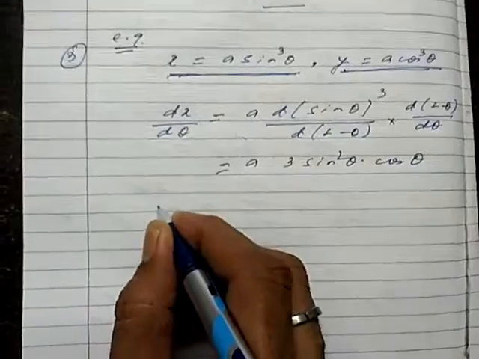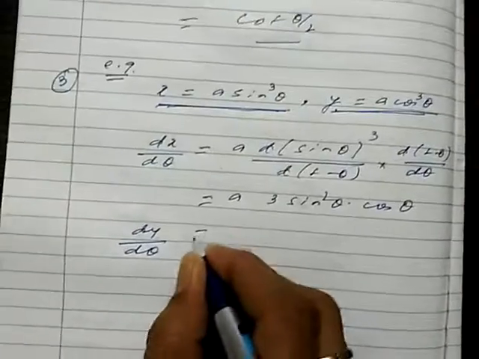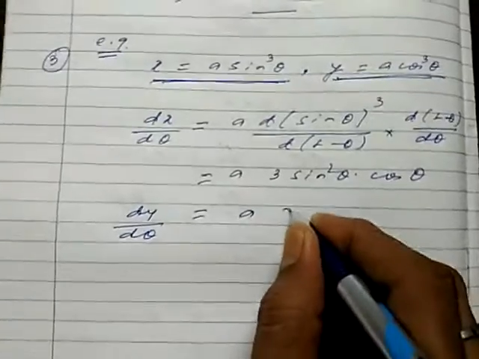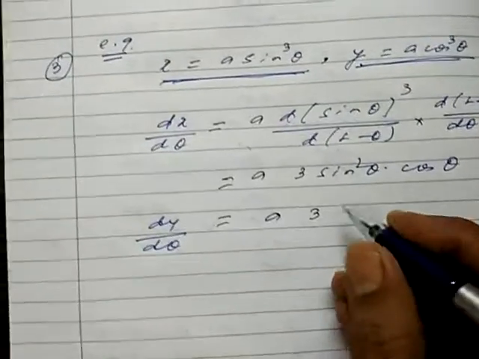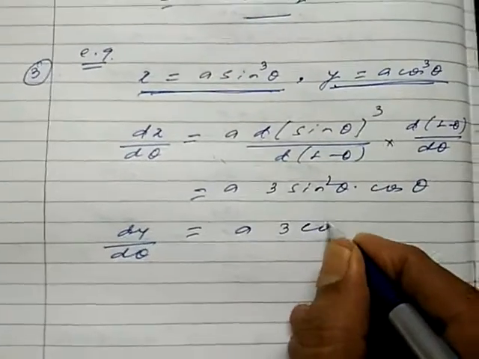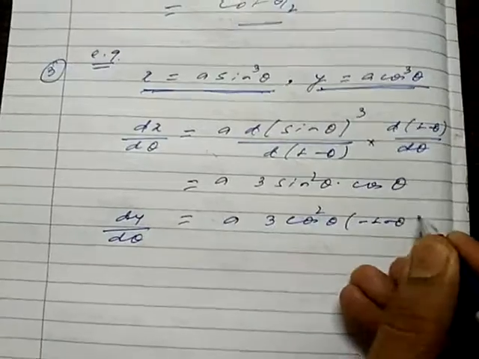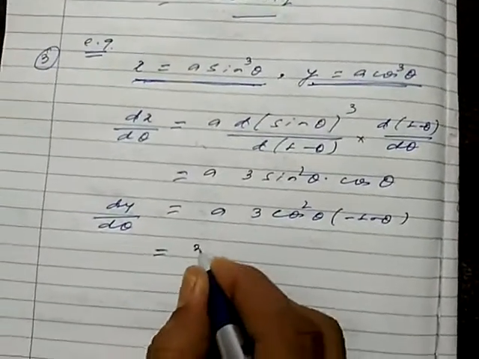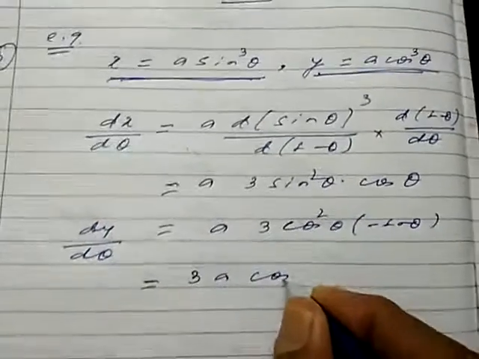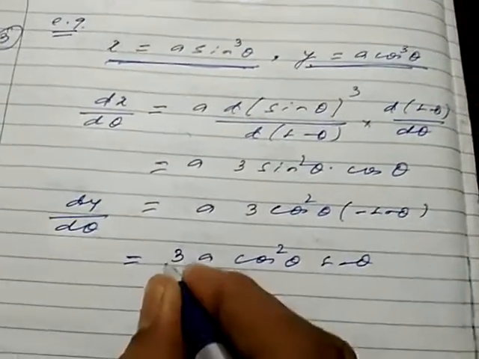And now again we'll differentiate y, that is dy by d theta. This is a 3, in the same manner as we have differentiated the earlier one, 3 cos square theta and minus sine theta. So that will give you 3a cos square theta sine theta with a negative sign outside.